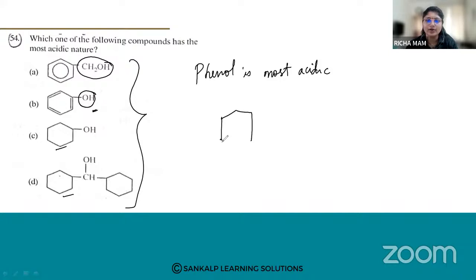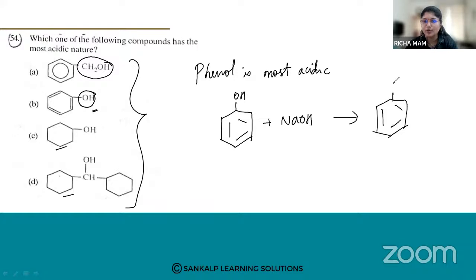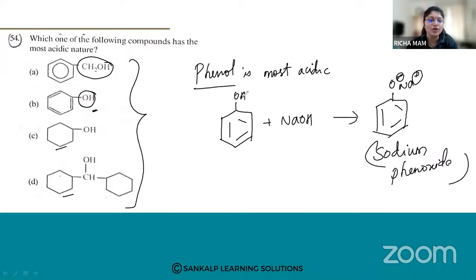Now when phenol reacts with NaOH, what do you get? You get sodium phenoxide. This sodium phenoxide is the conjugate base of phenol. So this is resonance stabilized. So how is it resonance stabilized?